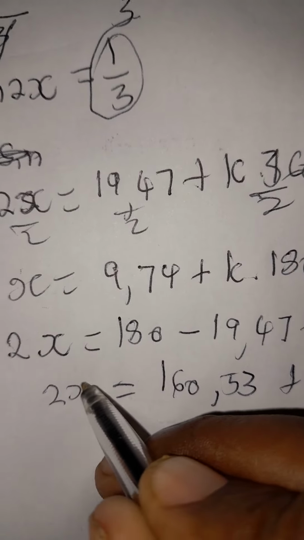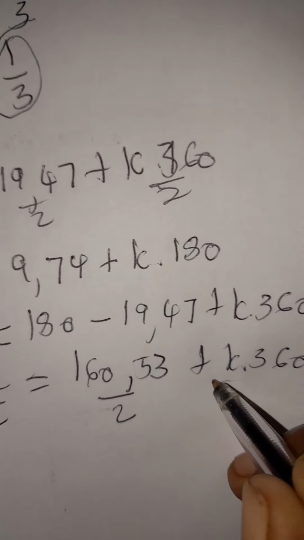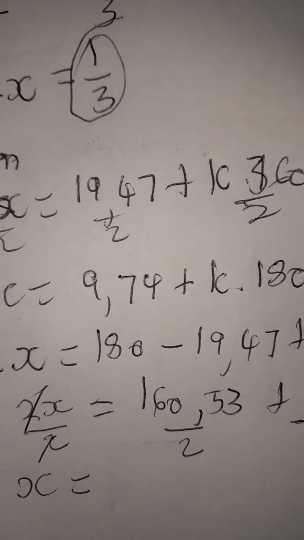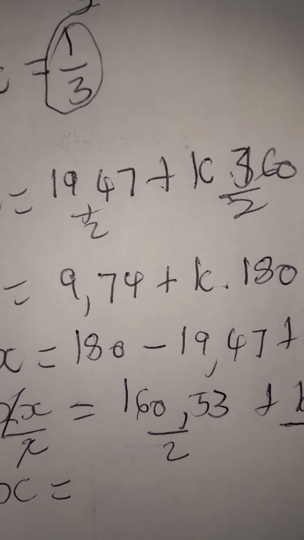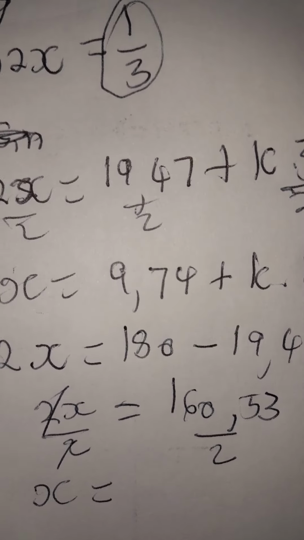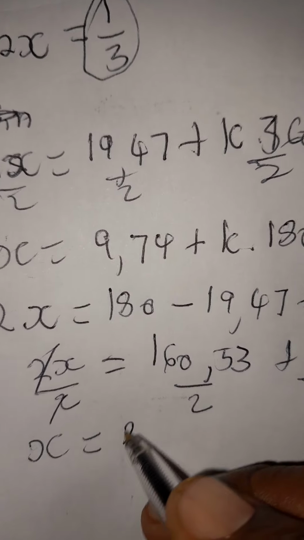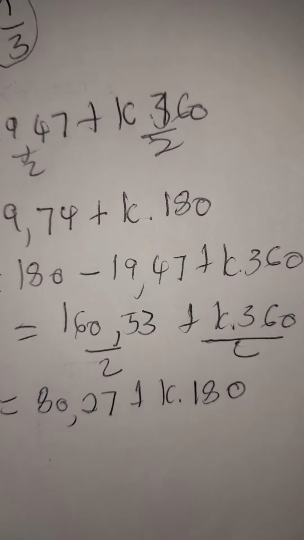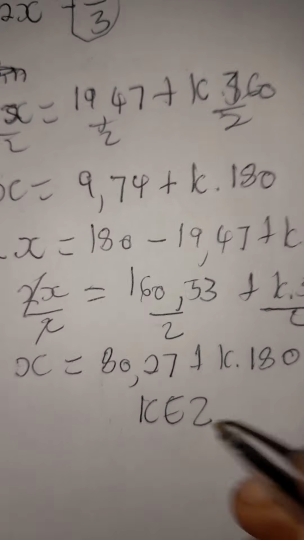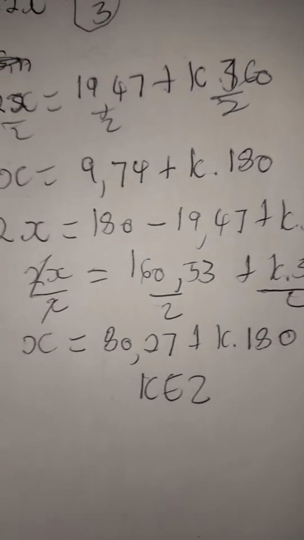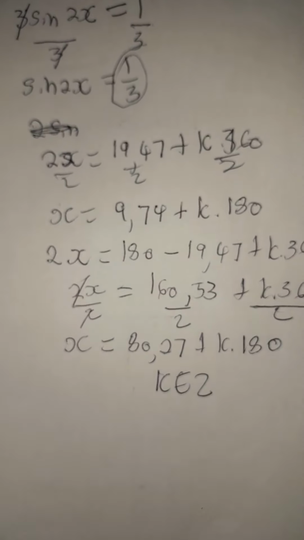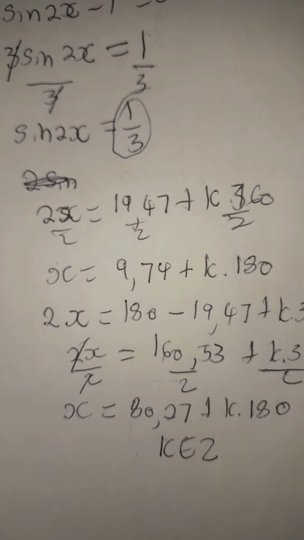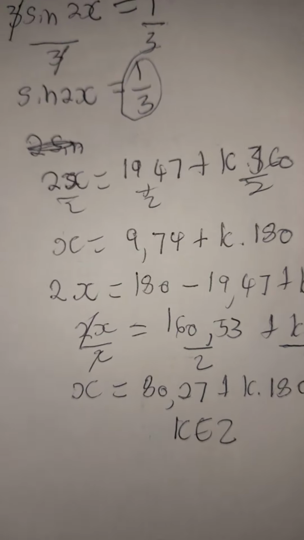We are not done, so we have to divide both sides by 2. The aim is to make x the subject. So what is 160,53 divided by 2? Correct to 2 decimal places, it will be 80,27 plus k times 180, right? Where k is an element of integers. Don't forget, guys, to write where k is an element of integers. So that's how we can do this, that's how you can work out the 6 marks. Hope you saw. Right, we are now on 5.4.